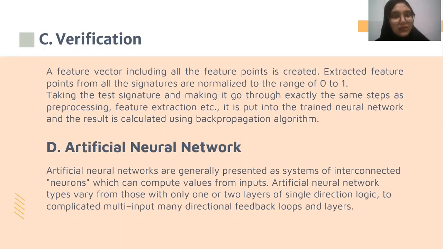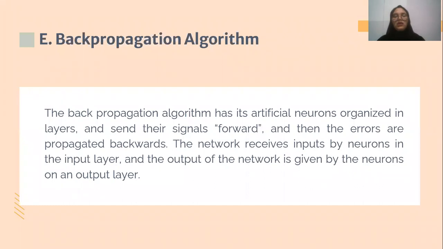The next is the artificial neural network. Artificial neural networks are generally presented as systems of interconnected neurons which can compute values from inputs. Artificial neural network types vary from those with only one or two layers of single-direction logic to complicated multi-input, many-directional feedback loops and layers. And the last, and the key of all the above, is the backpropagation algorithm.